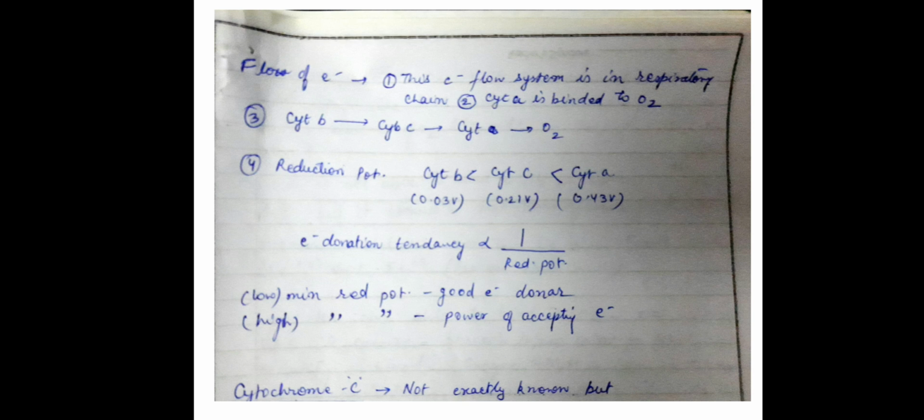Now, this is again an objective type question. Why does cytochrome B first donate the electron? Because the reduction potential of cytochrome B is the minimum, so it has the highest power of donating the electron. Cytochrome A is connected to oxygen and accepts the electron lastly in the cytochrome chain, because it has the highest reduction potential and its power of accepting electrons is the maximum.